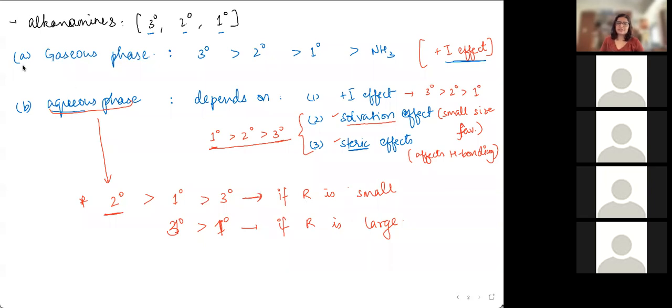First, you need to see which phase it's in. If it's gaseous phase, simple, you don't have to consider solvation, so it's just the inductive effect: tertiary greater than secondary greater than primary. If it is dissolved in water, aqueous phase, you need to look at the R groups surrounding the NH2. Secondary is always the greatest. Whether it's primary or tertiary depends on how big the R groups are. Whichever case has smaller groups is favored.